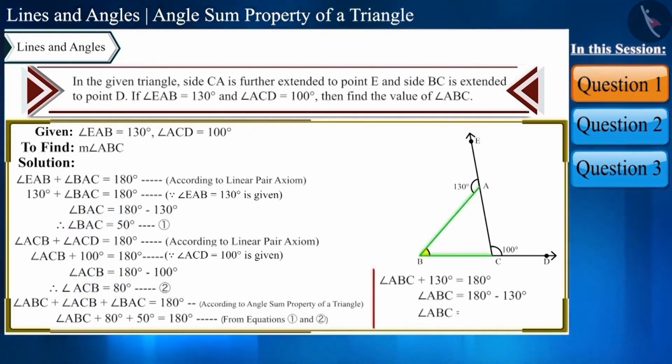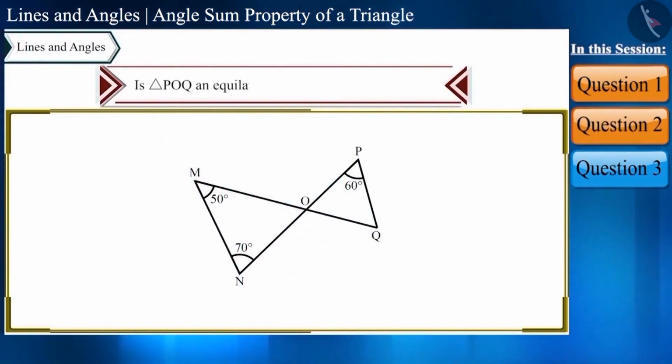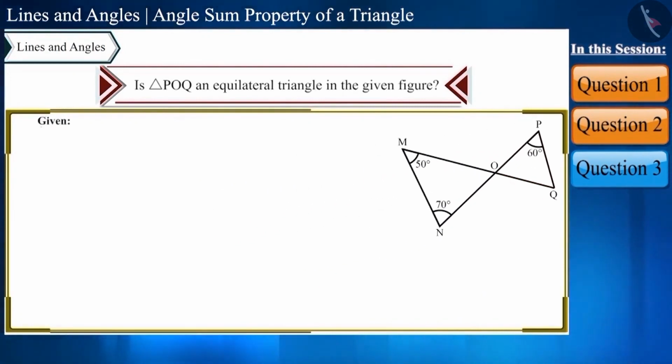angle ABC equals 50 degrees. Thus the first question is solved. Now let's move to the second question. Identify whether triangle POQ in the given figure is an equilateral triangle or not. So let's write the given values first.